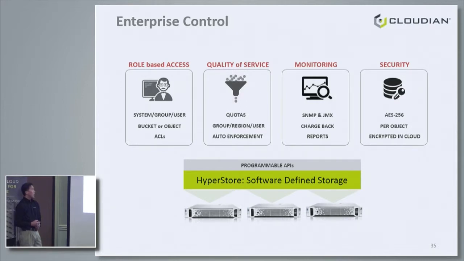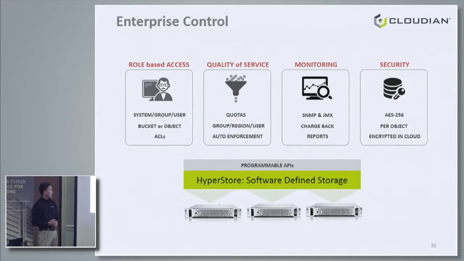So we have role-based access. We talked about the three different types of users: system users, group-level users that manage each tenant, and then the users that belong to each of those groups. At the access level, we have the different buckets or objects that you could provide fine-grained access control to. So you might have a read-only object, or you might have a bucket that's publicly accessible.